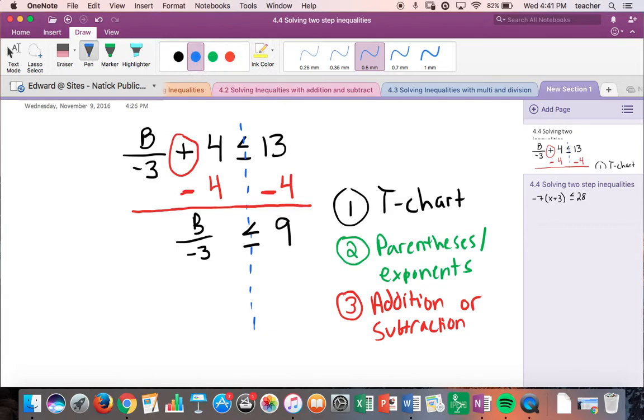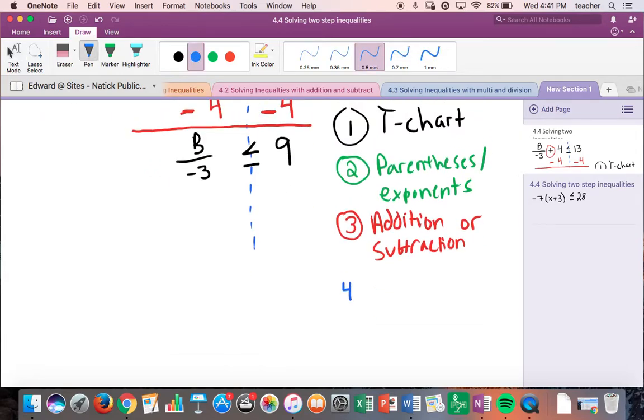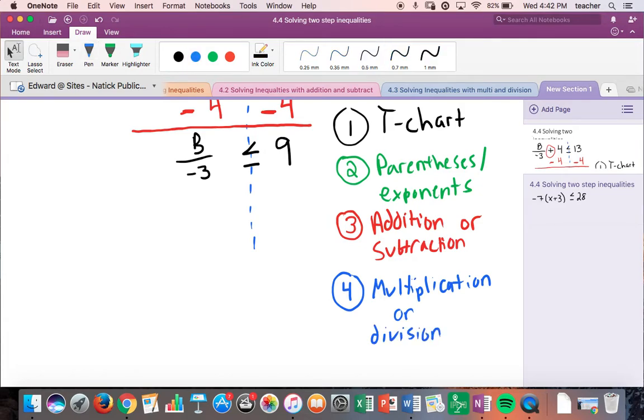Then we move to my fourth step. My fourth step is the other step of the order of operations, and this is multiplication or division. We do it based on what is in the problem. We look here at b over -3, and we notice that this is division. The opposite operation of division is multiplication. So we're going to multiply.